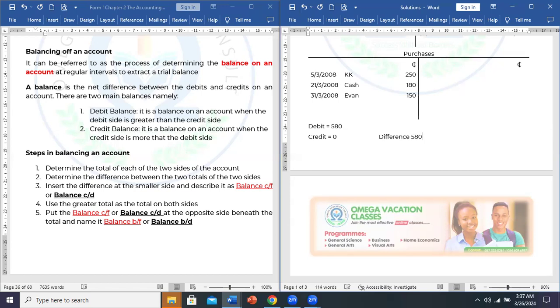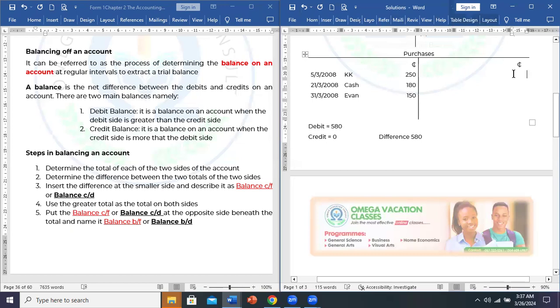Now, what does the step say? The step says that put this difference on the lower side. And here the lower side is the credit side. So come to the credit side and put that difference there of 580 and call it balance, or BAL for short, balance CD, balance carry down.